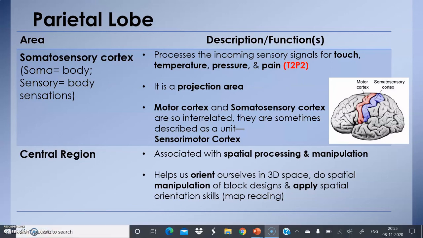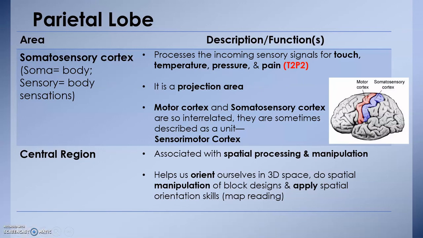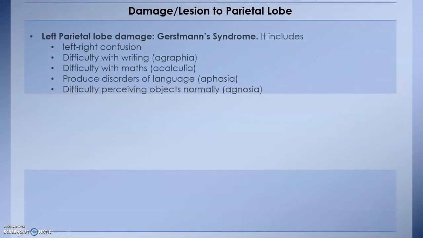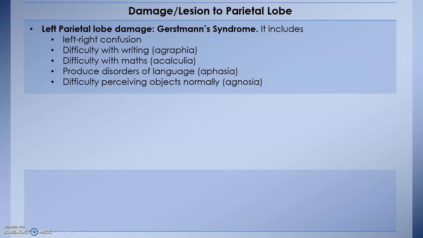Now, what will happen if your parietal lobe gets damaged? If your left parietal lobe gets damaged, you will get something called Gerstmann syndrome. It includes left-right confusion, you have difficulty writing, you have difficulty with mathematics, it may produce disorders of language, and you may also have difficulty in perceiving objects in a normal manner.